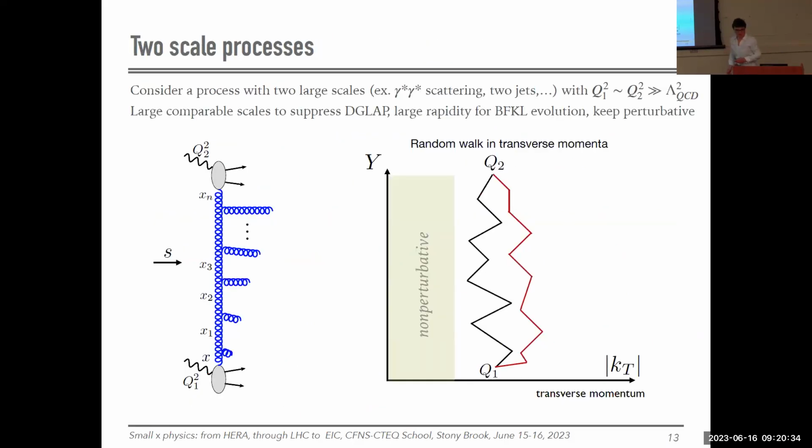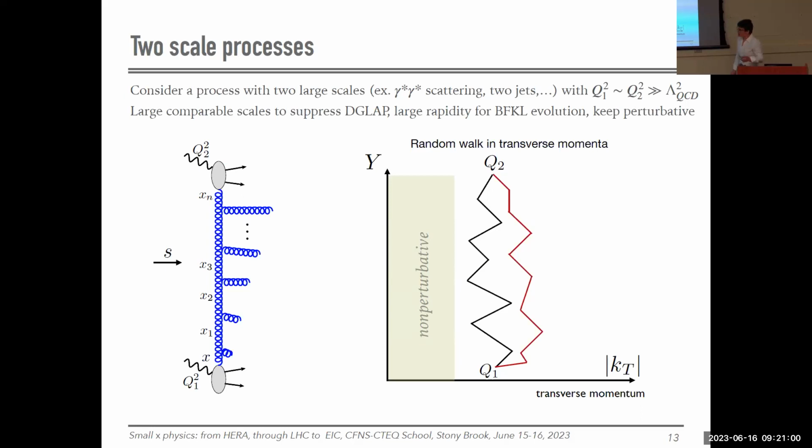Okay, so this was about the inclusive structure functions. Now I want to switch gears and talk not only about deep inelastic electron-nucleon scattering, but also some other processes, like, for example, what you can test at a proton-proton collider.